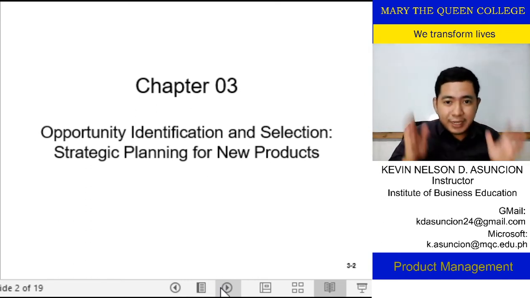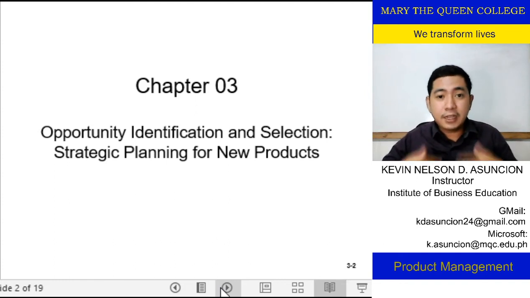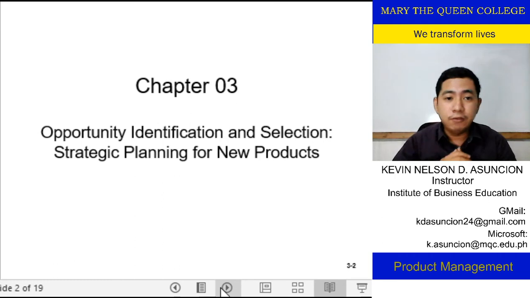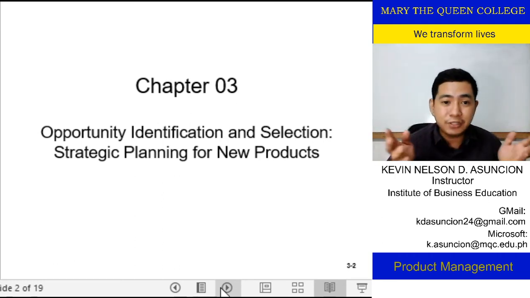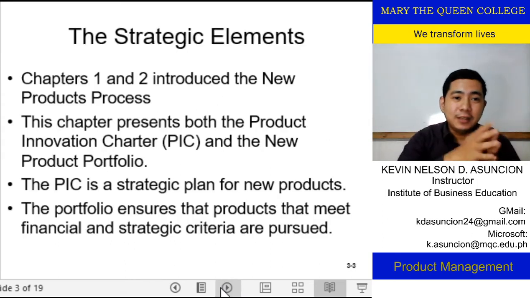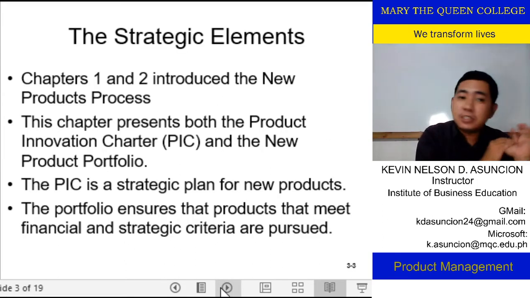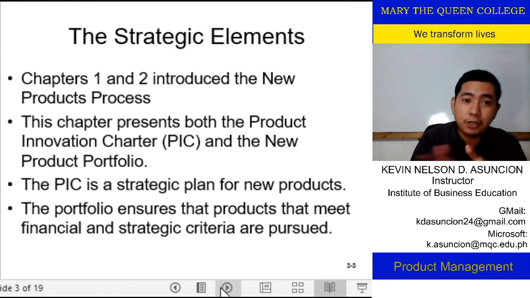So where do we get ideas for creating a new product? Every product should start with an opportunity, and opportunities come from different sources. So let's begin with that. We have those strategic elements that chapter 1 and chapter 2, the new product process, made mention of in the previous lesson.